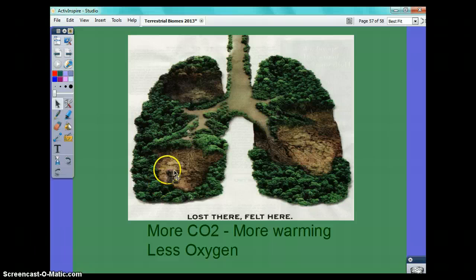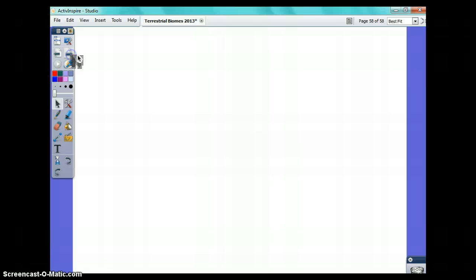Now I leave you with the thought: not only when you cut down the forest are you reducing the amount of oxygen that's produced, you're also increasing carbon dioxide, which will lead to more warming of our planet, which can lead to more release of these gases, and the positive feedback loop continues.